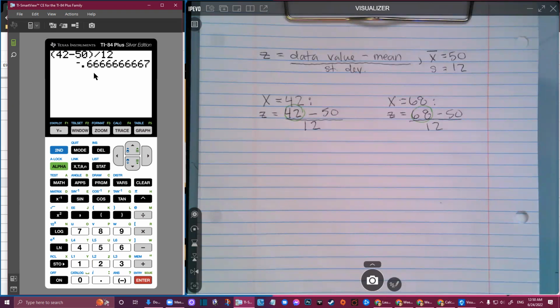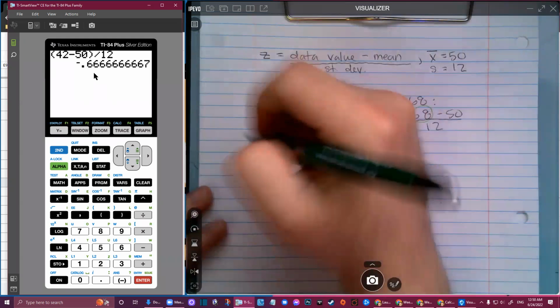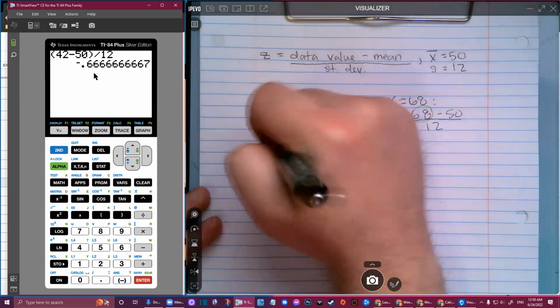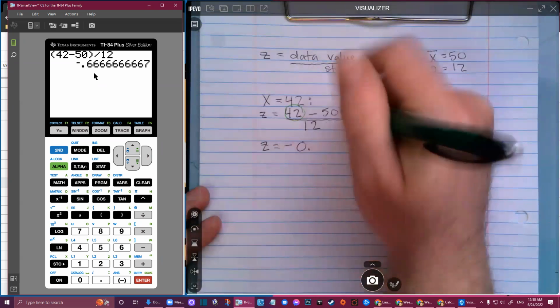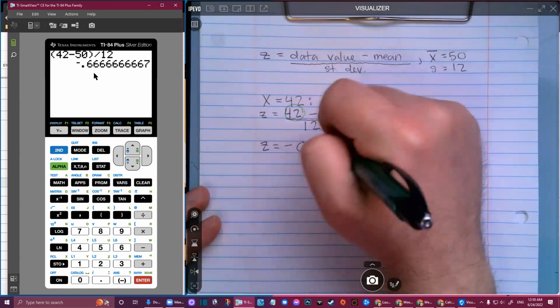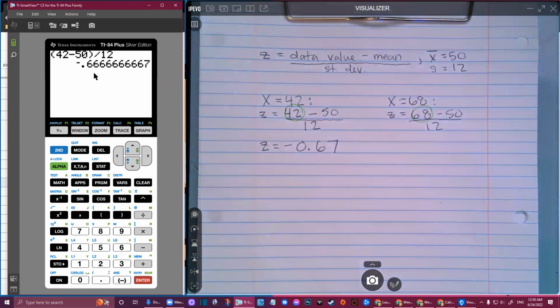42 minus 50, that difference divided by 12 gives us negative 0.66666, so negative 2/3. I'm going to write that as a rounded decimal, so negative 0.67, because we traditionally round z-scores to 2 decimal places, regardless of what the data look like.